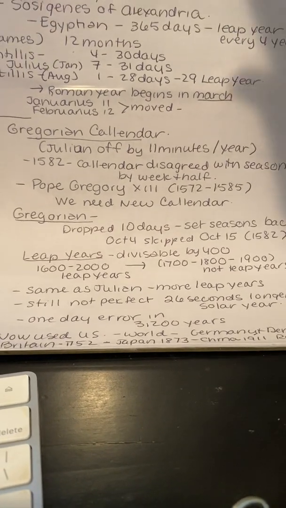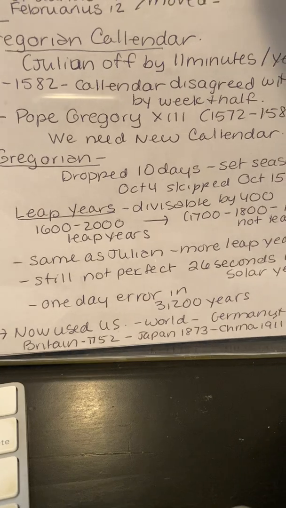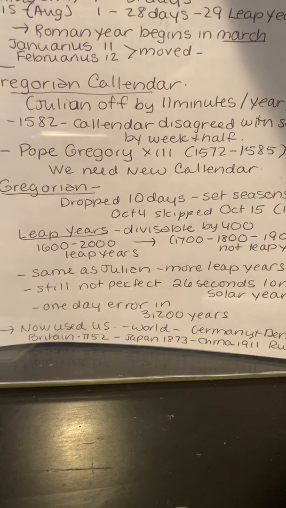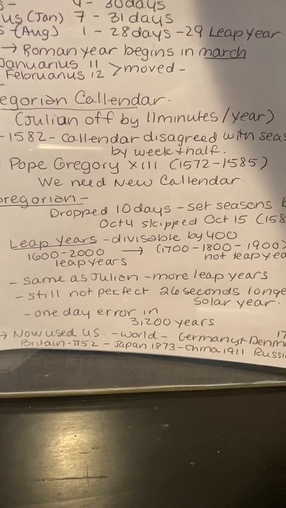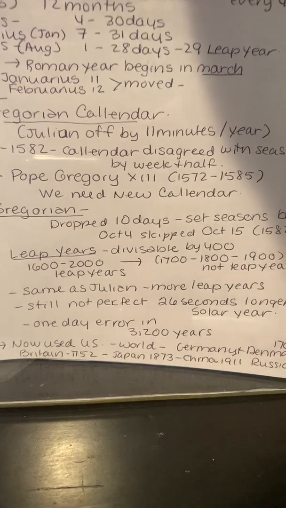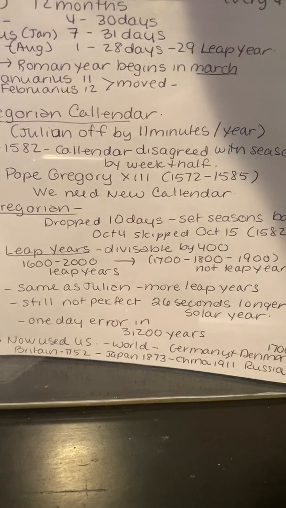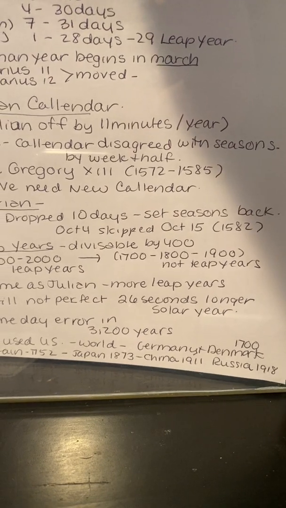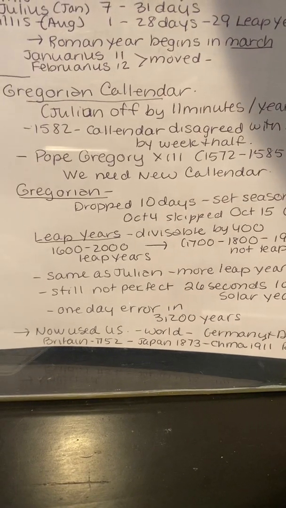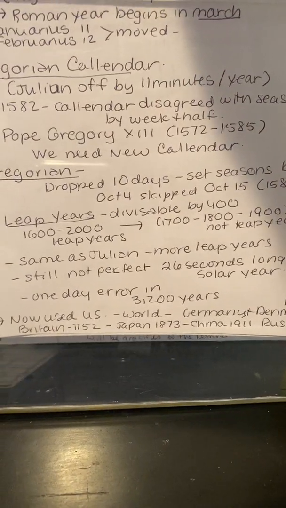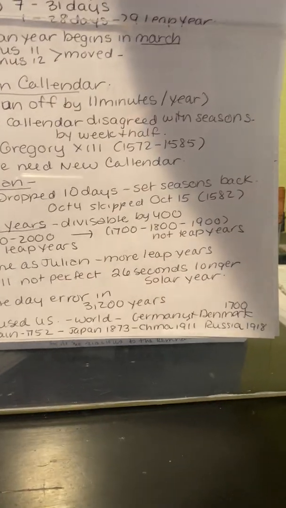And then they said that as for the leap years, they need to be divisible by 400. So if your year was 1600, that's divisible by 400. And the year 2000 would be divisible by 400. So those years would be leap years. But years like 1700, 1800, 1900 would not be leap years. So this is pretty similar to the Julian calendar, only with more years. Still, it is not perfect, of course.